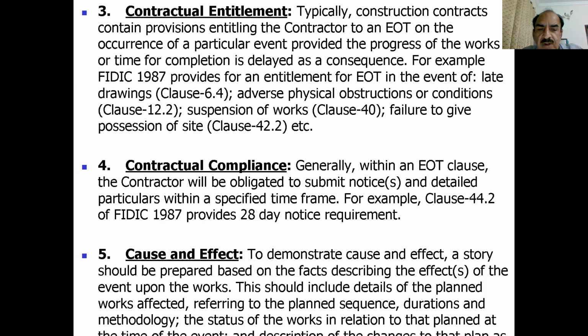So to demonstrate cause and effect, a story should be prepared based on the fact describing the effects of the event upon the work. For example, in one of our projects of the engineering faculty, when the work was started in 2017, March or April, so almost after 1 month, there has been a dispute in the site, and the people of the adjoining villages then forced the project staff to close the project, and then the work was suspended.